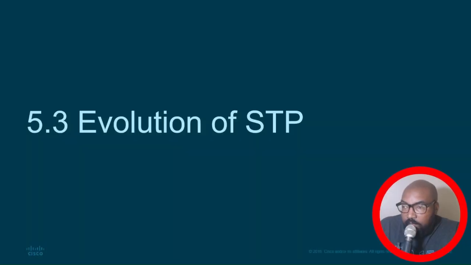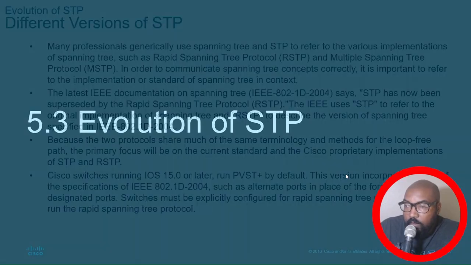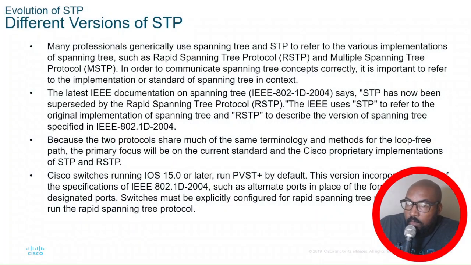Okay, so let's take a look at the evolution of spanning tree protocol. There are a lot of different versions of spanning tree protocol. Many professionals generically use spanning tree to refer to various implementations of spanning tree, such as rapid spanning tree protocol and multiple spanning tree protocol, in order to communicate spanning tree concepts. So there are different types of spanning tree protocols. They just call it spanning tree protocol, right? That's just what they call it.